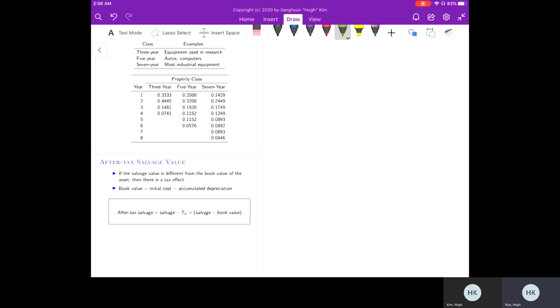If the salvage value is greater than the book value of the asset, then firms have to pay taxes on the difference, because essentially firms made money for selling the used fixed assets. So this is this part here in this equation. On the other hand, if the salvage value is lower than the book value of the asset, then firms receive tax credits on the difference, which will lower the tax expense.